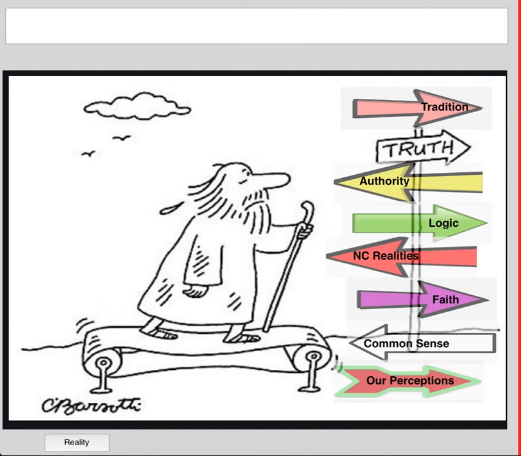Now, typically, there are some very basic ways we go about determining just what is real and what is not real in the world, and they are indicated by the arrows on the cartoon. One of the major ways we go about discovering reality is to rely on tradition, or our knowledge of what we have done in the past.